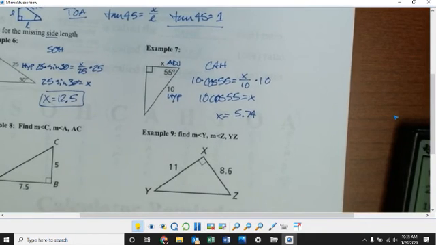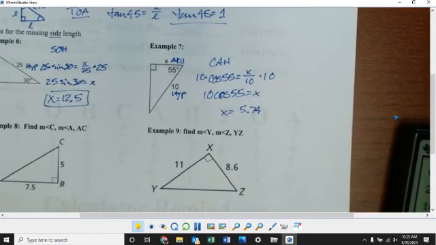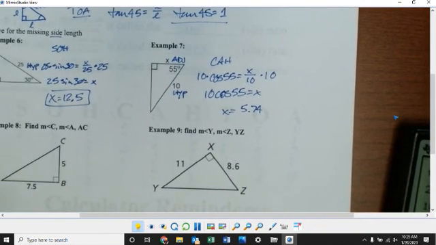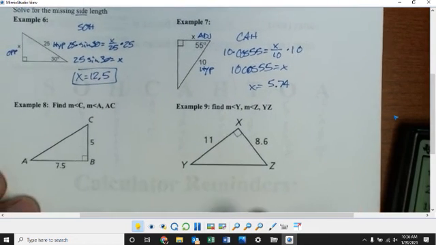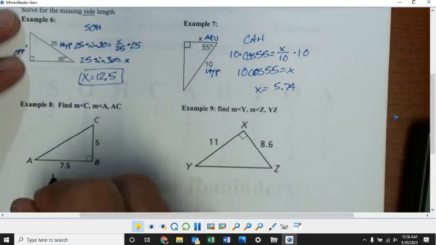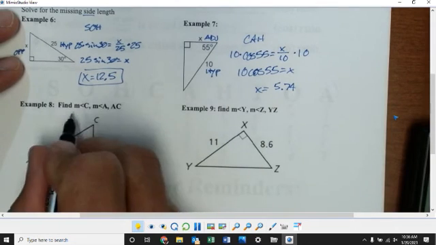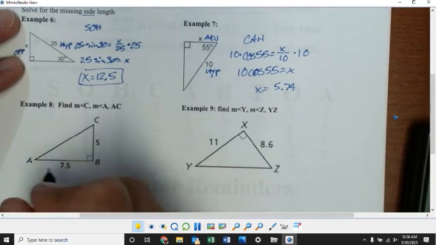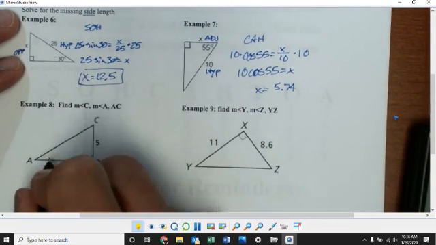So again, when I know the angle, and I'm solving for the side, I just use the trig function. For example, 8 and 9, I know the sides, and I'm going to solve for the angle. All right? So here we go. I want to find the measure of C, measure of A, and AC. So let's start with A.